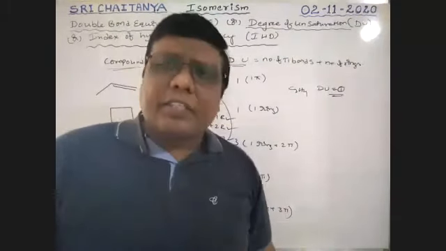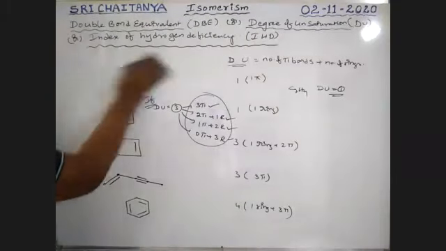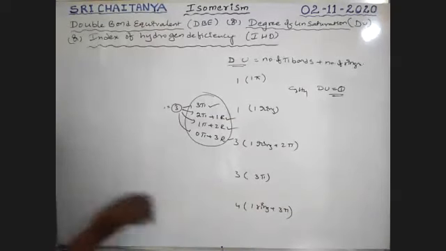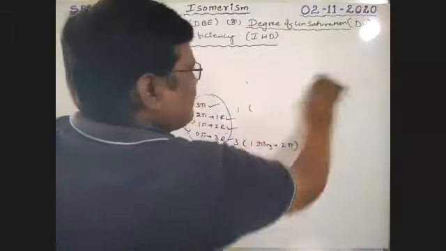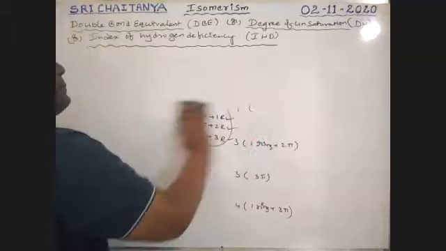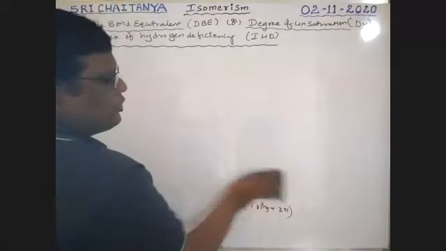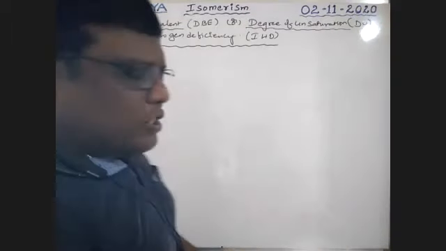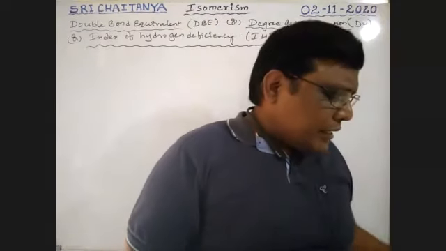So see here, some more examples. If you know the structure, you should count the number of rings plus number of pi bonds. That summation is equal to the degree of unsaturation. So let us discuss some more examples, boys.